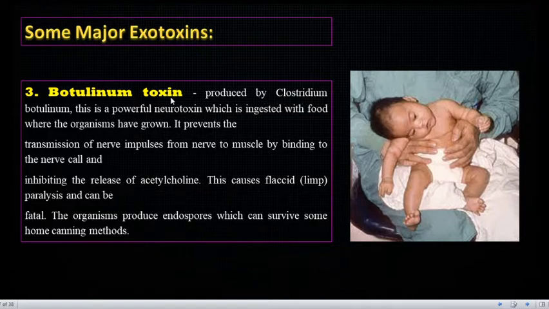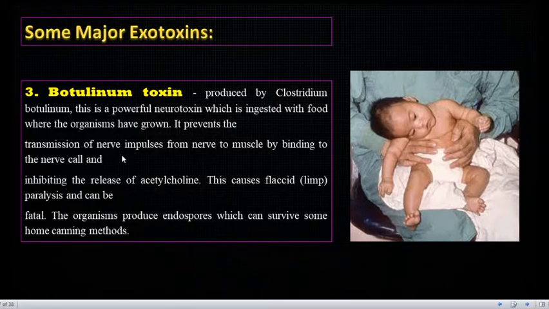Okay, this is produced by your Clostridium botulinum, and this is a powerful neurotoxin. When you say neurotoxin, it affects your central nervous system or the nervous system. Okay? So, your botulinum toxin is ingested from food where the organisms have grown. So, if you eat food that has botulinum toxin, you will have the disease. Now, your botulinum toxin actually prevents the transmission of nerve impulses from nerve to muscle by binding to the nerve cell and inhibiting the release of acetylcholine. So, since it affects the nervous system, it affects the neurotransmitters.